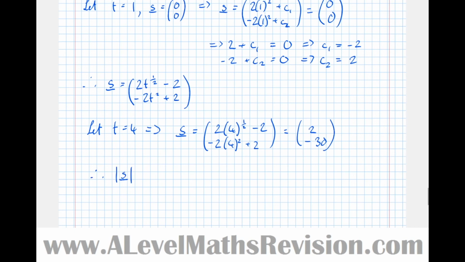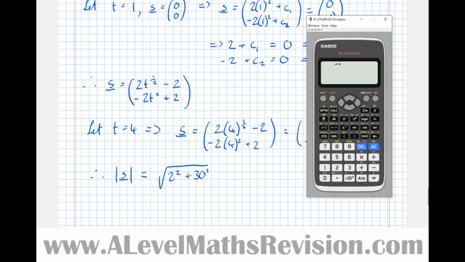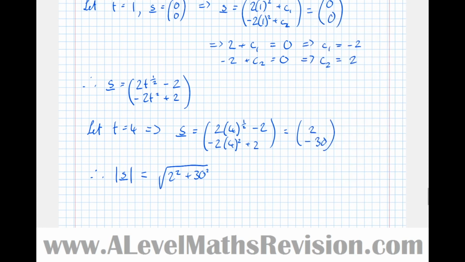Therefore, the length of our displacement equals the square root of 2 squared plus 30 squared. Let's work that out. So the square root of 2 squared plus 30 squared equals 2 root 226.